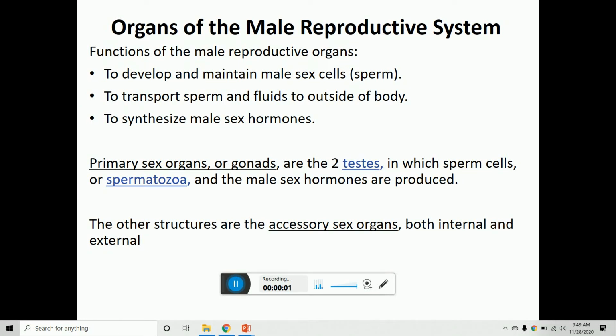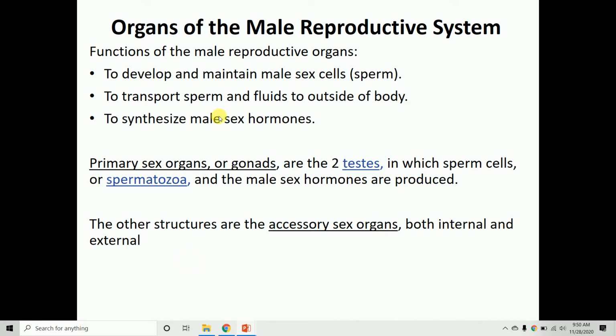In this part, we'll start discussing the male reproductive system, and we'll talk about the testis, the process of spermatogenesis, and the structure of the sperm. So the functions of the male reproductive organs would be to develop the male sex cells, to transport semen to the outside of the body, and to synthesize and produce the male sex hormones.